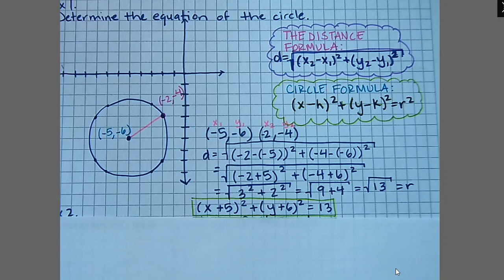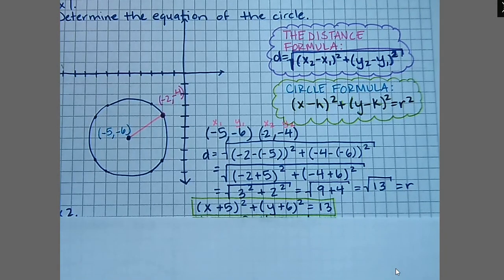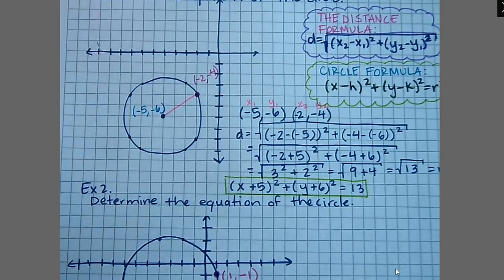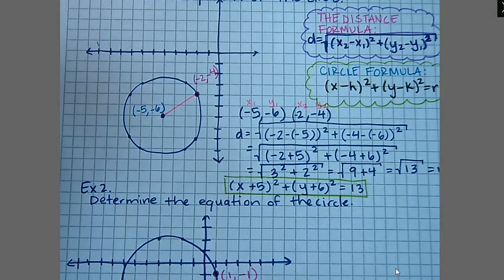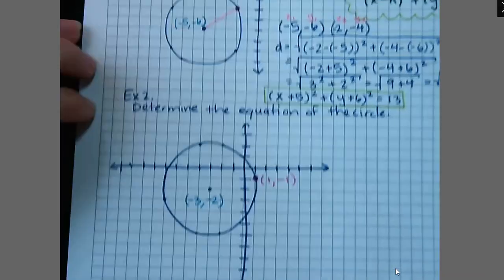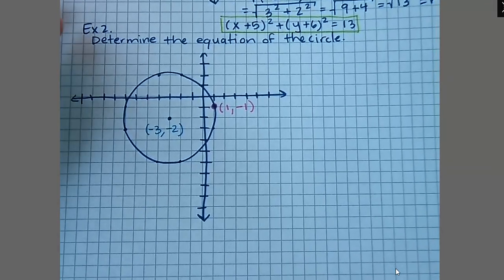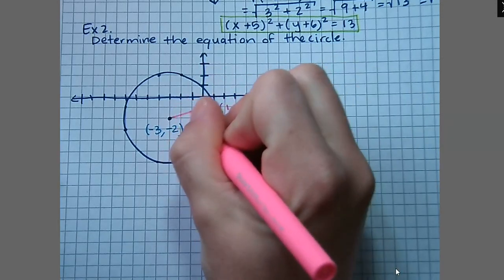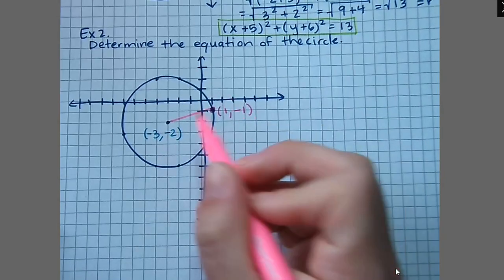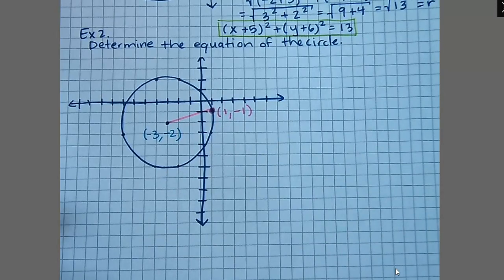Okay, I'm going to show you another example, and this one is going to be using slightly a different technique. Okay, so example number 2, same type of problem. So determine the equation of the circle. Okay, again, it's not quite clear what this radius is here because it doesn't go through like a solid amount of boxes. So we're going to have to use the distance formula, but here we're actually going to use the Pythagorean theorem. Okay, the Pythagorean theorem.